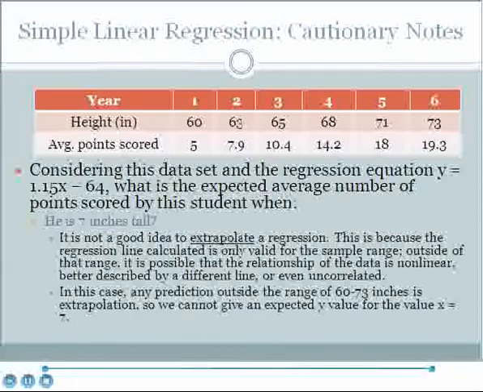What would we do if we were asking the same question about a student who's 7 inches tall? Remember that it's not a good idea to extrapolate a regression. This is because the regression line calculated is only valid for the sample range. Outside of that range, it is possible that the relationship of the data is nonlinear, or better described by a different line, or even uncorrelated. In fact, because we have a negative value for our y-intercept, we can be pretty sure that for small values, the simple linear regression line wouldn't apply. It's not possible to get a negative number of points. In this case, any prediction outside of the range of 60 to 73 inches is extrapolation, so we cannot give an expected y value for the value of x equal to 7.